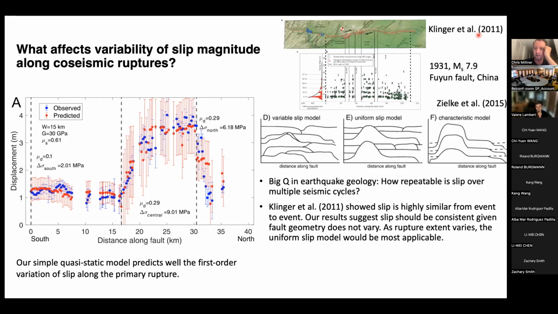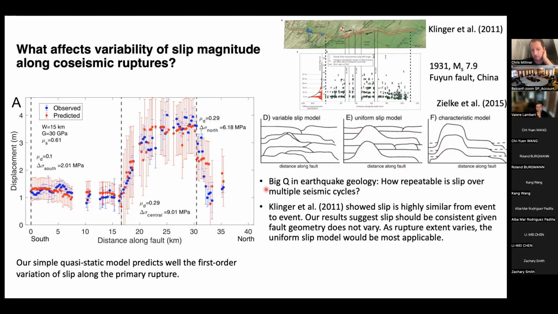So in Kling's study, looking at historic earthquakes along the Fuyuan fault in China, he managed to resolve 5 to 6 past slip distributions. He argued that each of these large events seemed to be pretty consistent, and so this would favor either of these two models, where the larger events are repetitive, but you have smaller events which have small amounts of displacement.